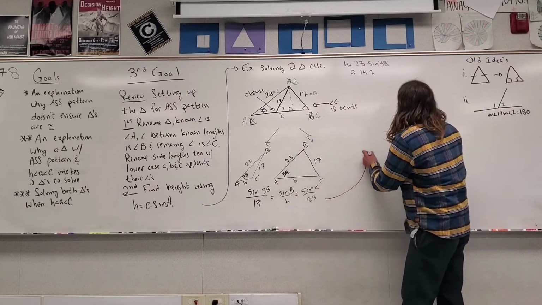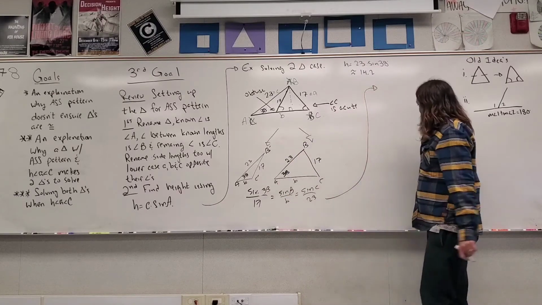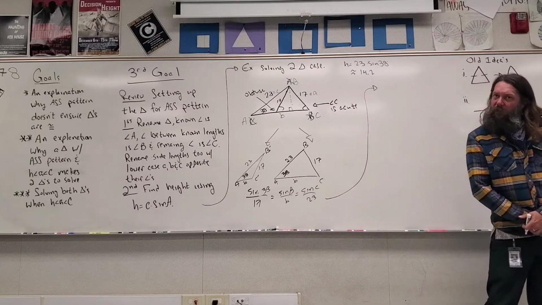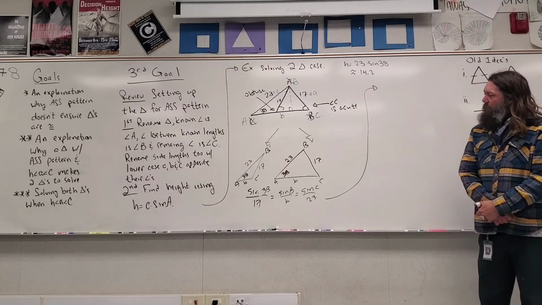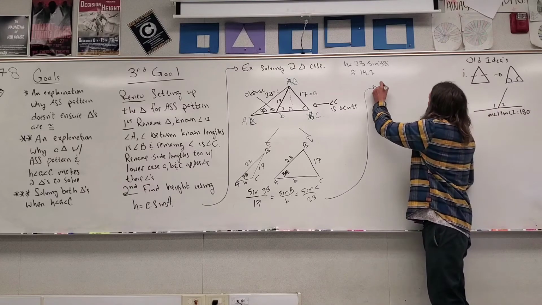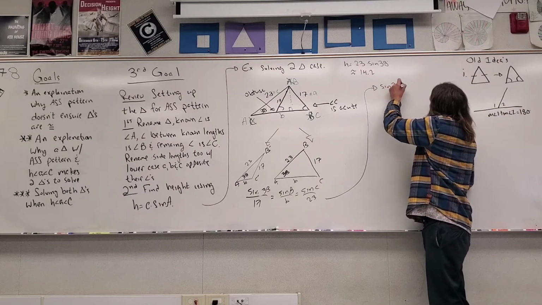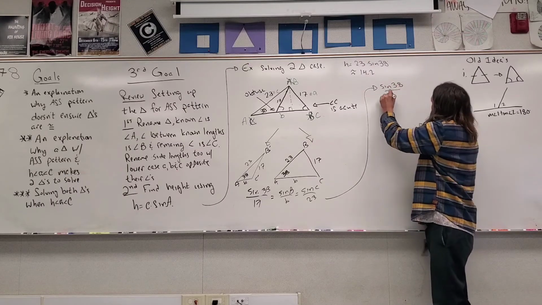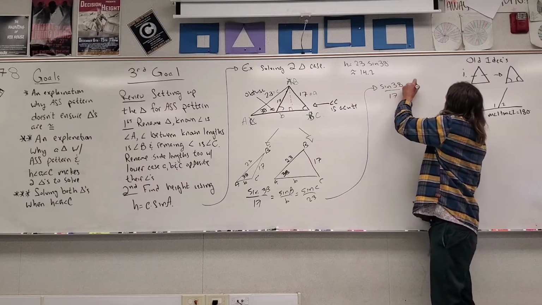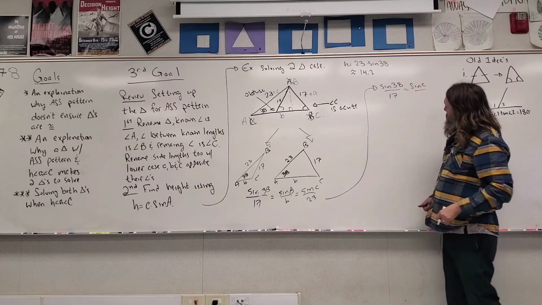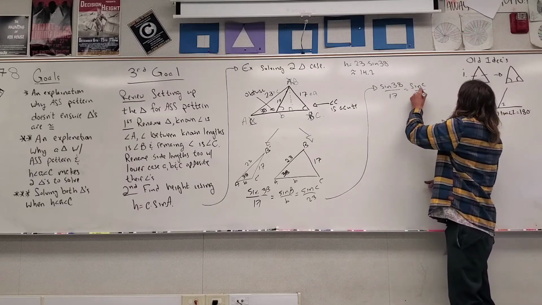All right, so let's bring this up. Like I said, it's going to get crowded and kind of hard to follow along, but try and do your problems on your own like I'm doing this. Sine of 38 divided by 17 equals the sine of C divided by 23.